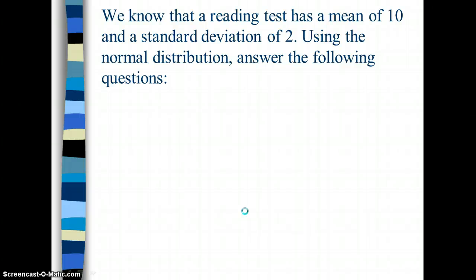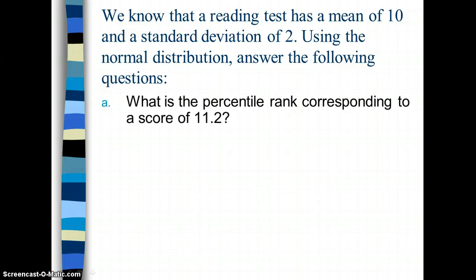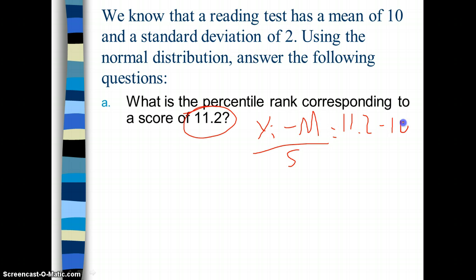So for example, we know that a reading test has a mean of 10 and a standard deviation of 2. Using the normal distribution, what can we do? Well, can we find the percentile rank corresponding to a score of 11.2? We can, because we can calculate the Z-score, which will be the individual score minus the mean divided by the standard deviation. 11.2 minus 10 divided by 2, right? 1.2 divided by 2 is 0.6. So we know what the Z-score is. That's the Z. We know that this score is 0.6 standard deviations above the mean.